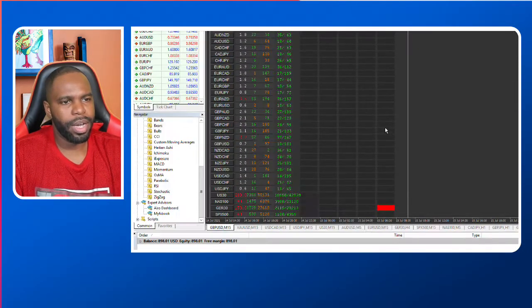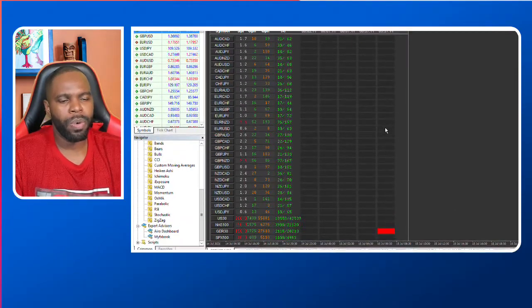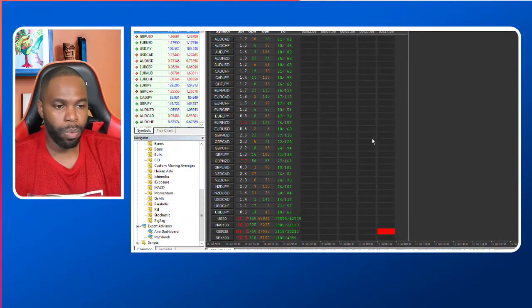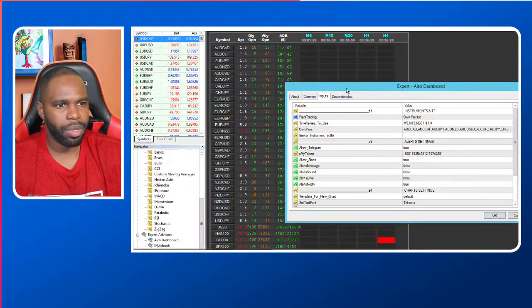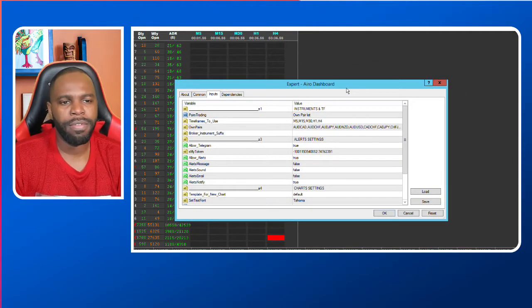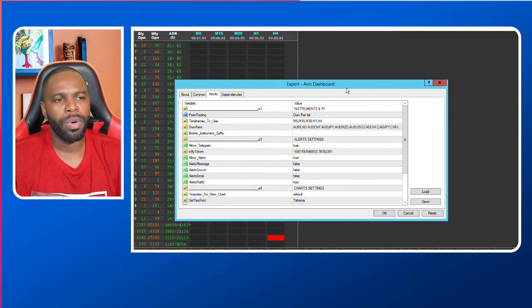All right, this dashboard will tell you or alert you when an arrow pops up on a pair. I'm going to show you exactly the settings real quick. In the settings of this indicator, you're able to choose the pairs you want to trade when it comes to receiving alerts, and also choose the time frame you only want to receive alerts on.